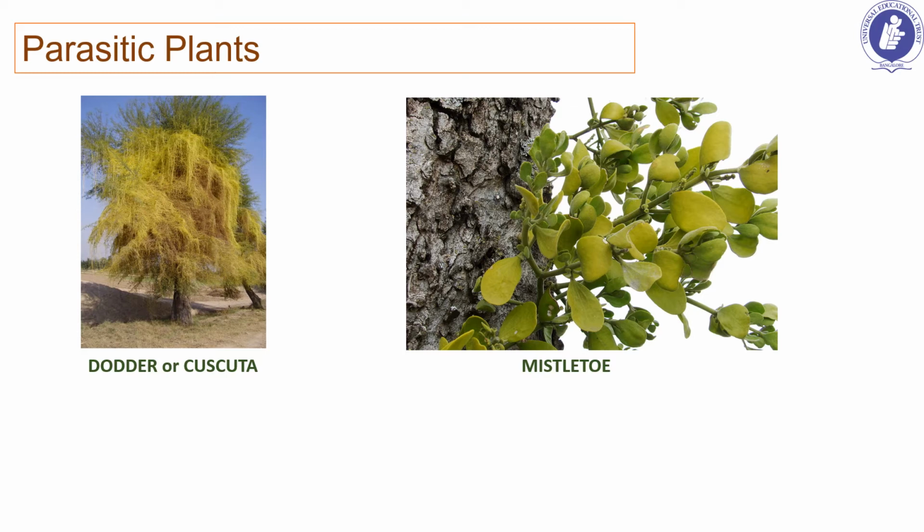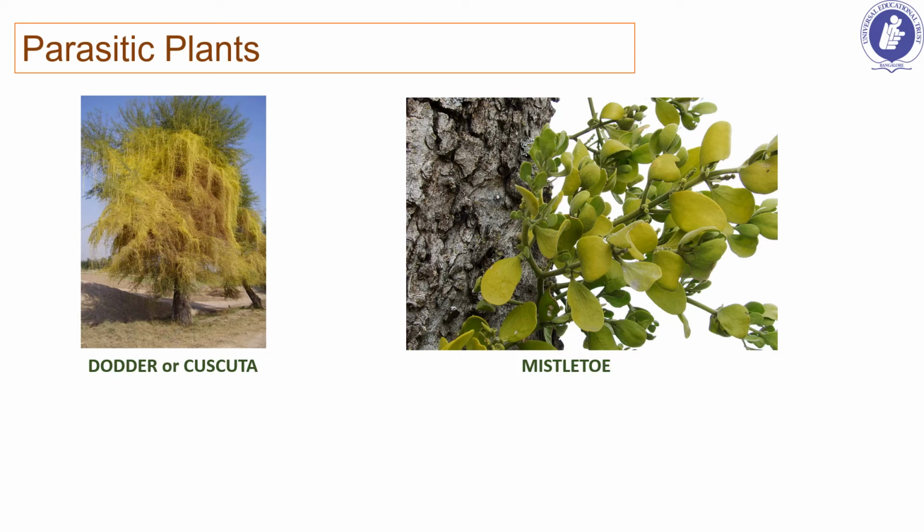The first one, as we already told, dodder or cuscuta, does not have any green leaves. It has only yellow colored leaves, but it grows on another host plant. In the backside picture, you can also see there is another plant which has green colored leaves. So why is this dodder or cuscuta doing that? Because it does not have chlorophyll, it cannot make its own food. So it has to grow on another host plant to get its food.